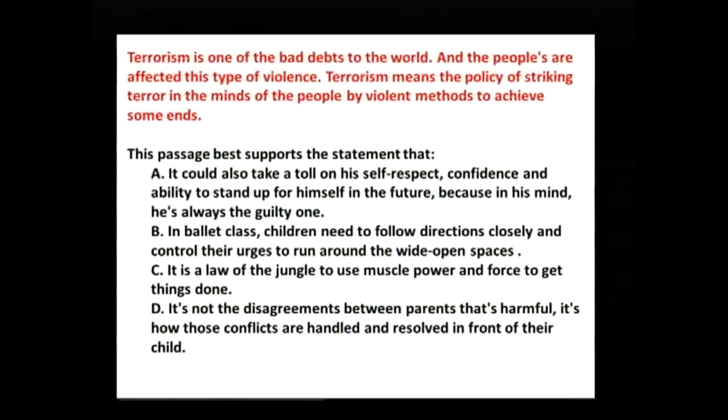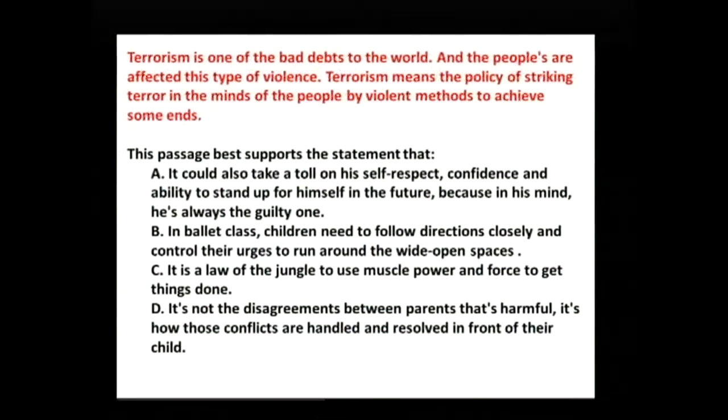What do you do in that case? Now this is a very strange passage which I found. You pick an option which has somewhat closer meaning to the passage, and closer meaning is the third one, which says it's a law of the jungle to use muscle power and force to get things done. Law of the jungle says it's muscle power, somebody who is stronger will get things done. That's what C says.